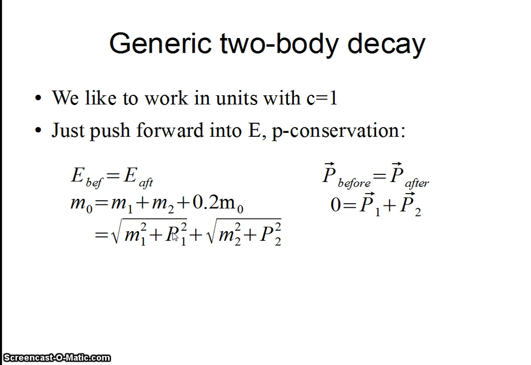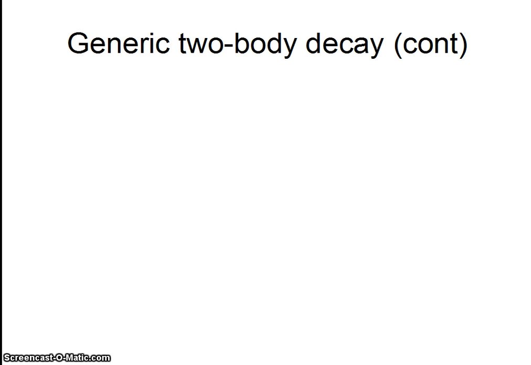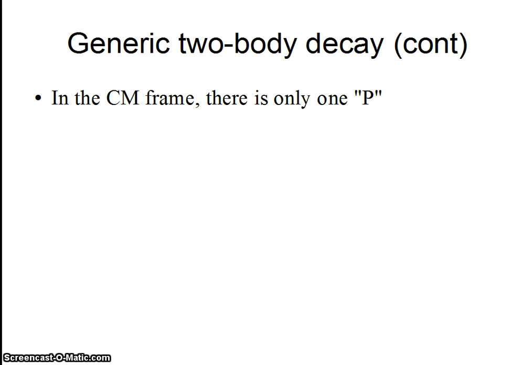I've also got momentum conservation, which says that p before is p after, so in vector terms, 0 is the sum of p1 plus p2. And of course, what that really tells us is that there's only one absolute value of momentum for the decay products in the center of mass frame. And that is independent of whether the particles have the same size or not.